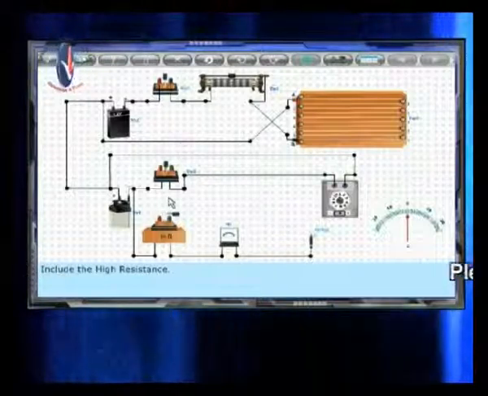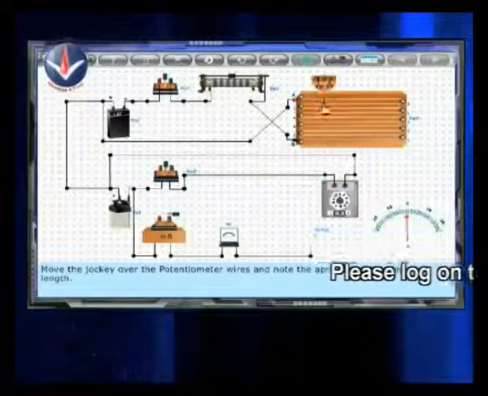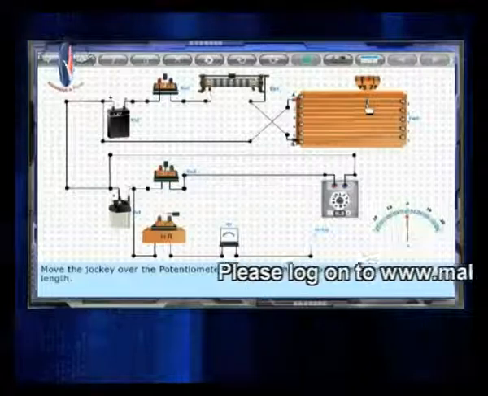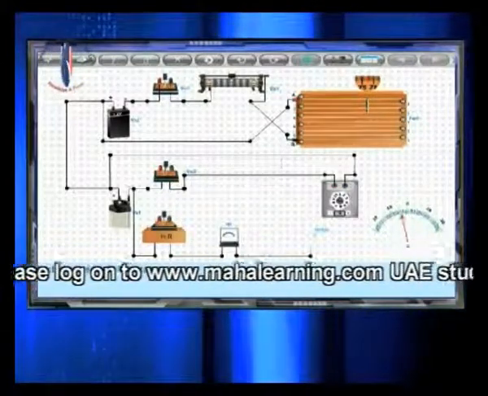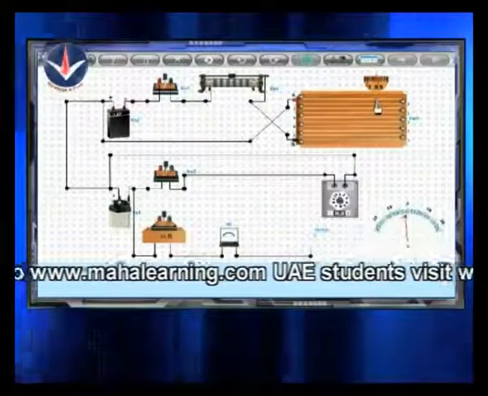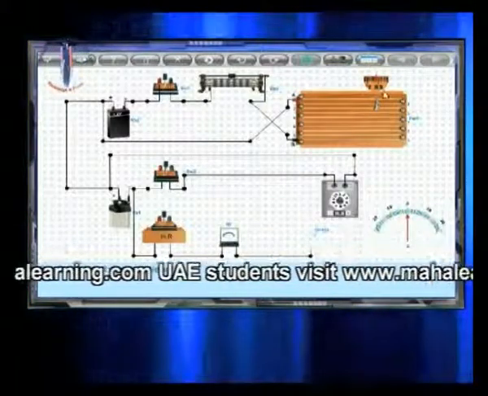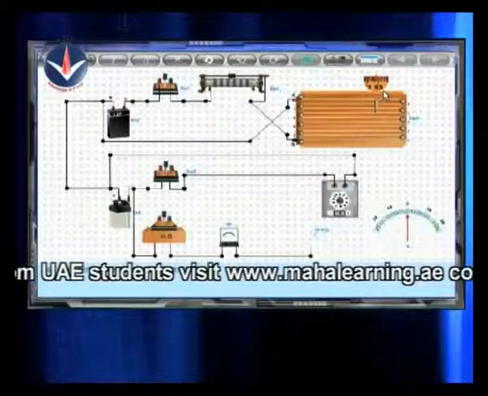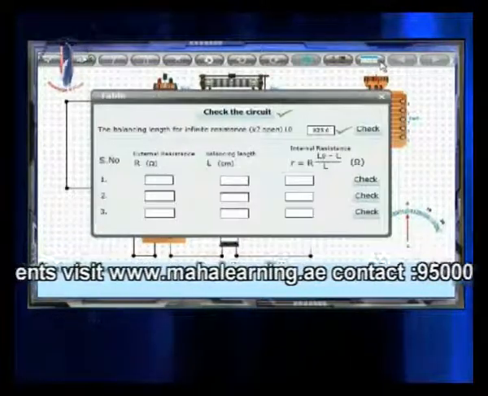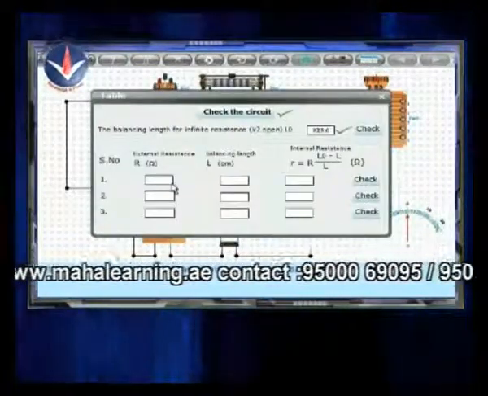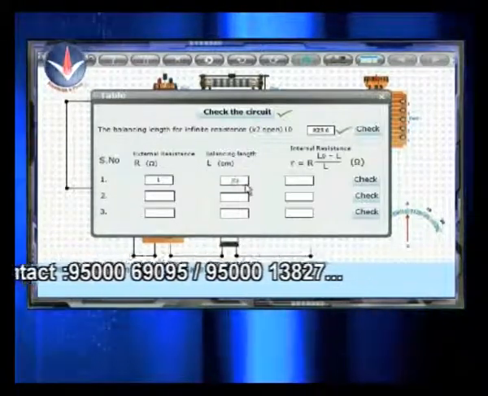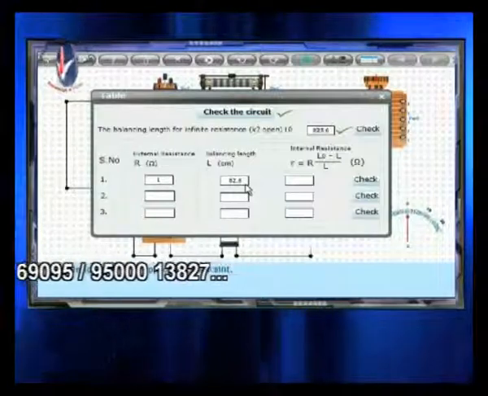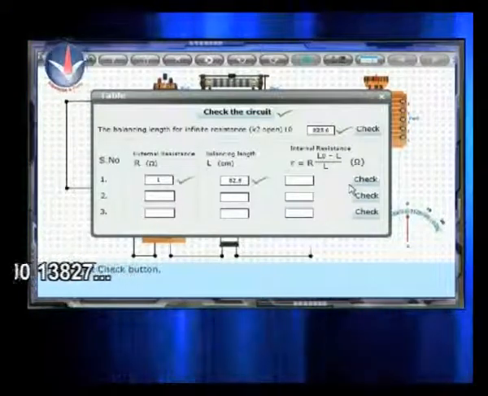Include the high resistance. Move the jockey over the potentiometer wires and note the approximate balancing length. Exclude the high resistance. Now find the exact balancing length. Let this length be L centimeters. Open the table screen. Enter the value of the known resistance in the slot provided. Enter this length L in the appropriate slot. Click on the check button.